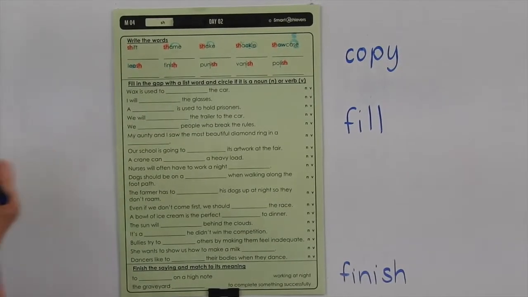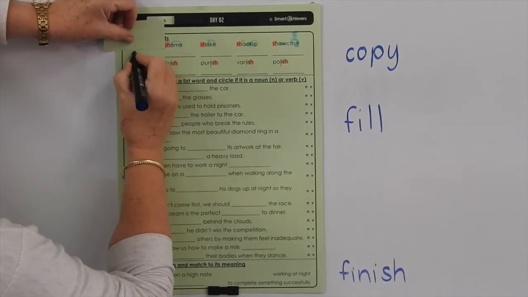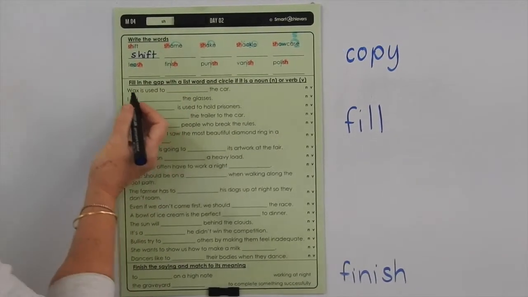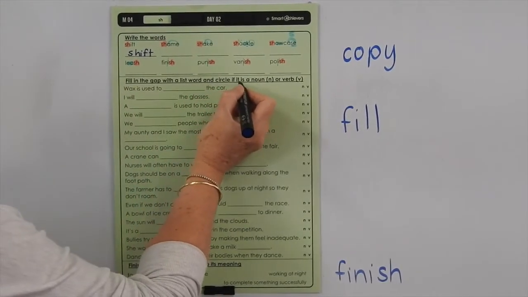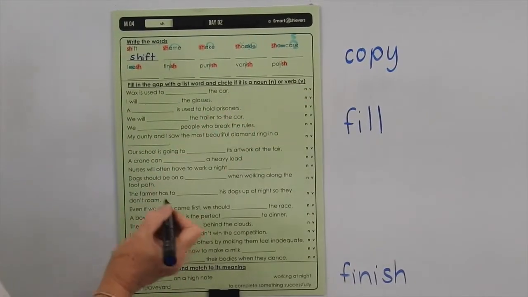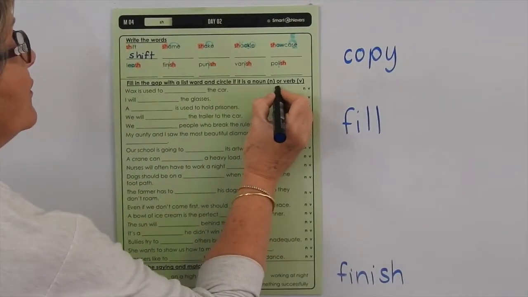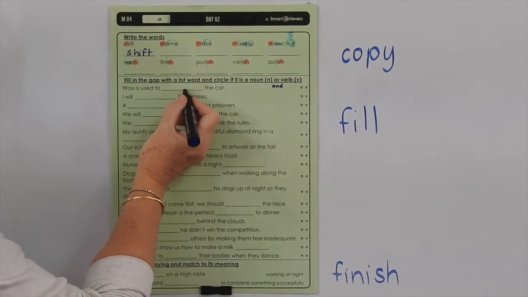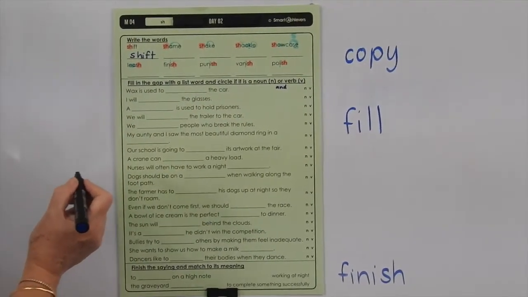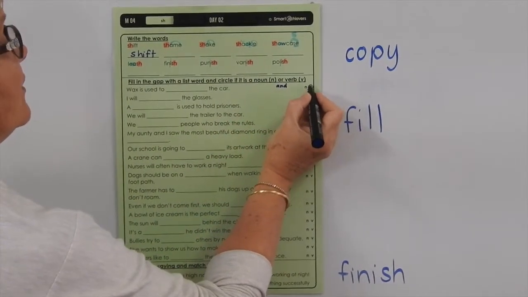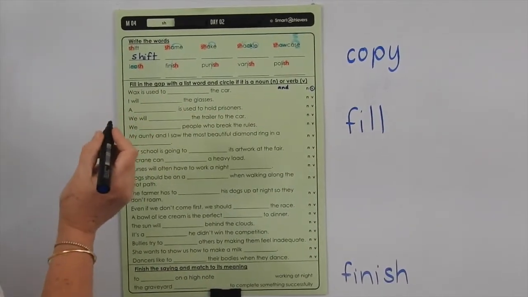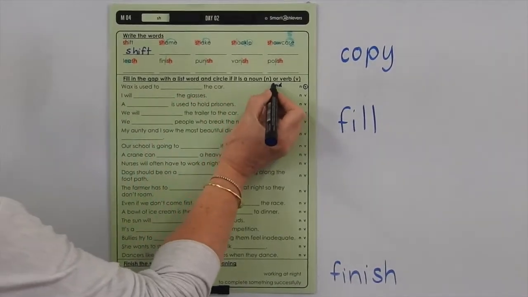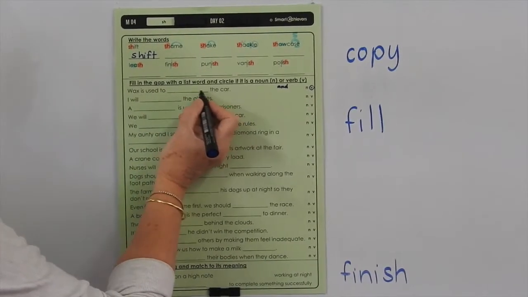S-H-I-F-T. So cover it and write it again and make sure you've spelt it correctly. Down here, fill in the gap with the list word and circle if it is a noun or verb, and it could be a noun and a verb. So let's have a look at our first one. Wax is used to something the car, polish the car. So here it would be a verb. Polish could be the actual thing you're using, but in this particular sentence it's only going to be a verb.